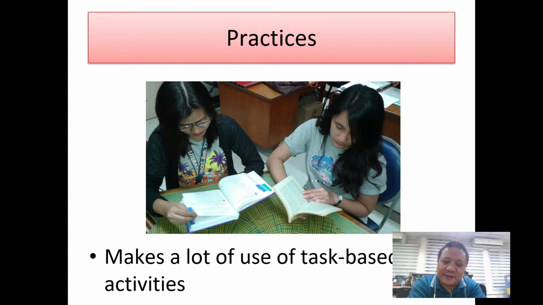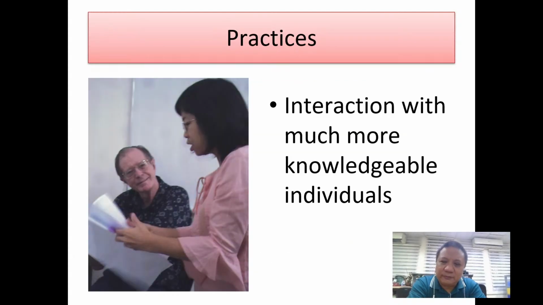Okay, here are practices of CLT. CLT makes a lot of use of task-based activities. The idea there is as you do the task and as you talk with people in the target language, you end up acquiring the target language. So it makes a lot of use of task-based activities. It also involves interaction with much more knowledgeable individuals. So we discussed that as the very first principle of CLT. Okay, so the idea is you can learn from much more knowledgeable individuals, like Levi Vygotsky said.